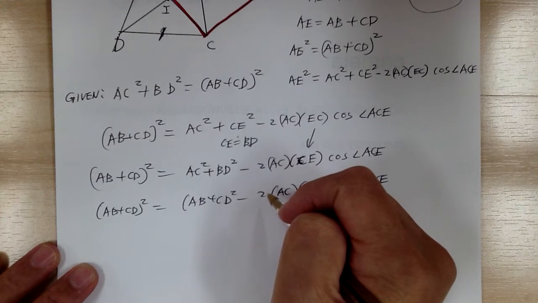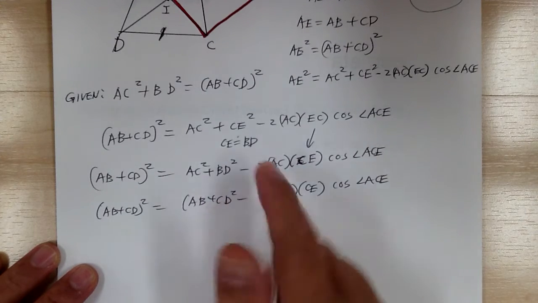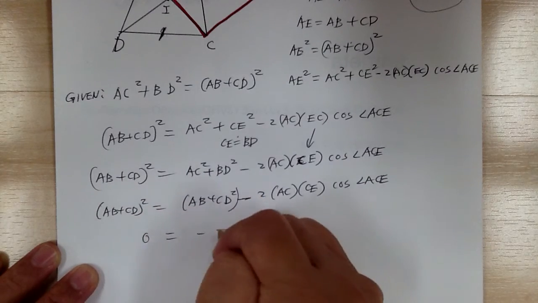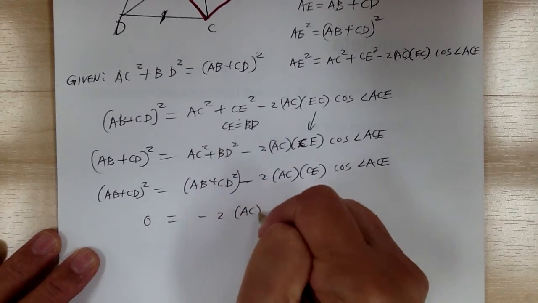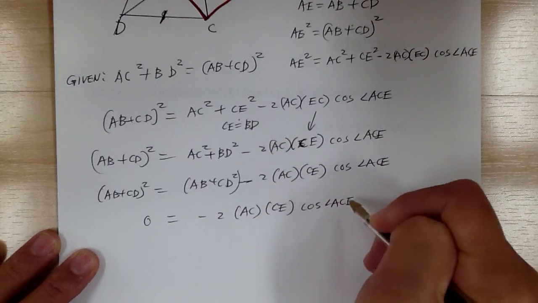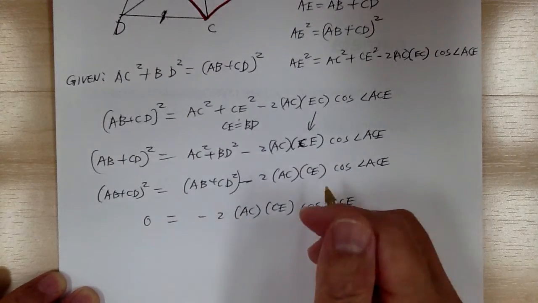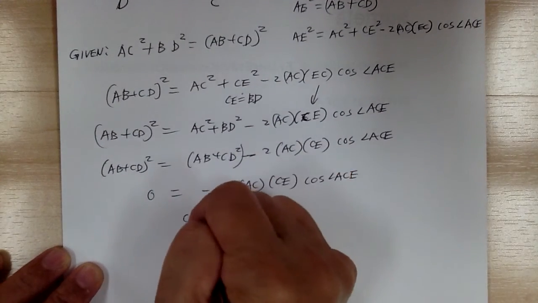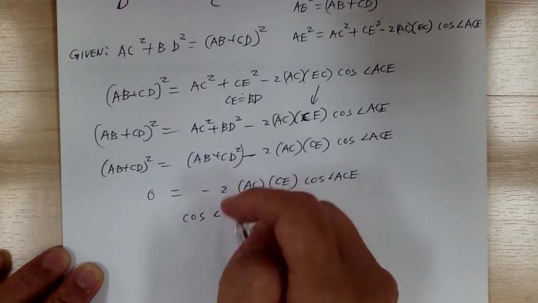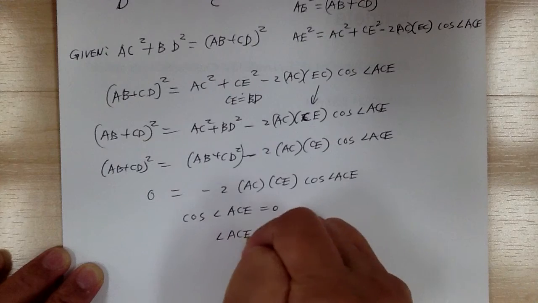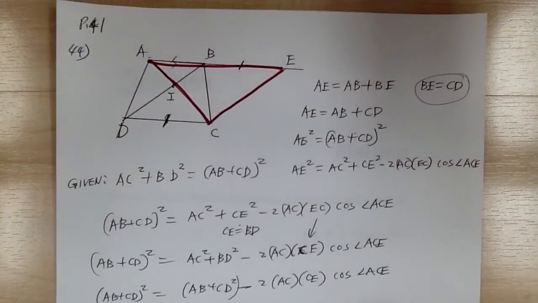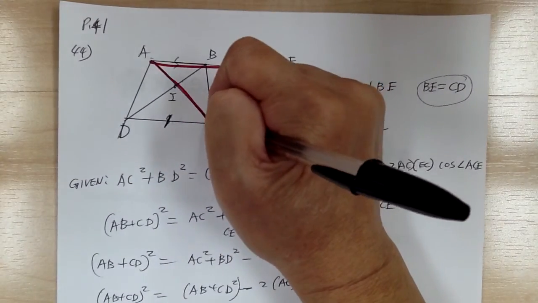And we can subtract this from both sides. So 0 equals negative 2 AC CE cosine of angle ACE. Then we can divide all these, so you can see that cosine of angle ACE equals 0, and therefore angle ACE equals 90 degrees. Okay, so this is 90 degrees.